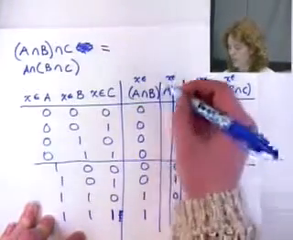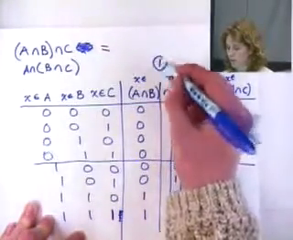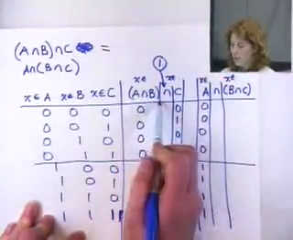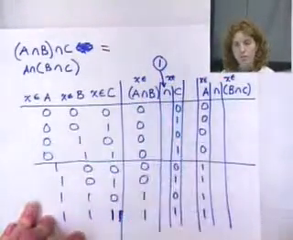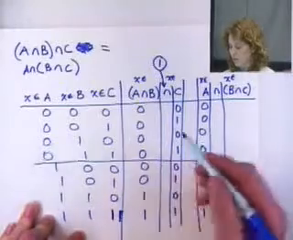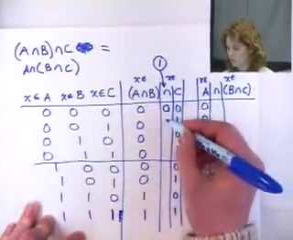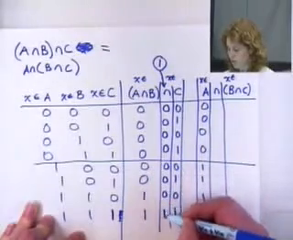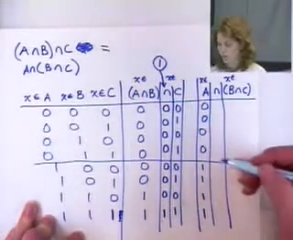Then I do the intersection here. If you look at column number 1, I'll label it here, we're intersecting A intersect B intersect C. We're going to do that intersection, and that's just like ANDing these two columns. So it comes out, everything is 0 except for the last one.